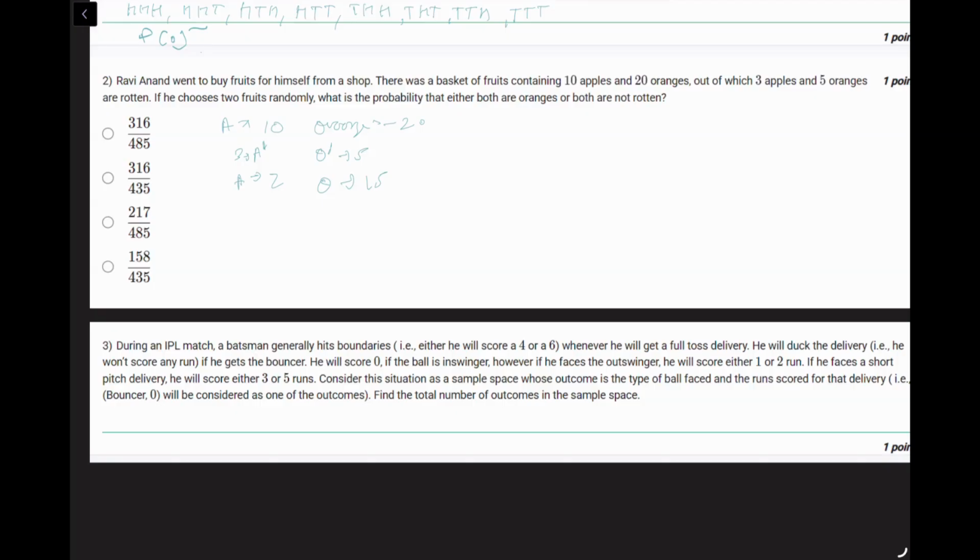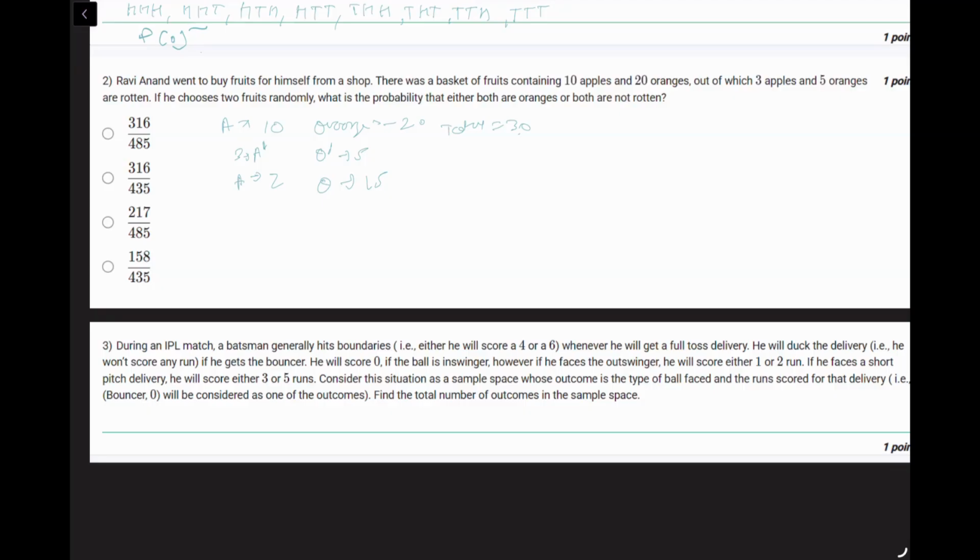The question is asking the probability that either both fruits are oranges or both are not rotten. Okay, so how many total fruits do we have? We have a total of 30 fruits, including rotten ones. So how many possible ways are there to choose?